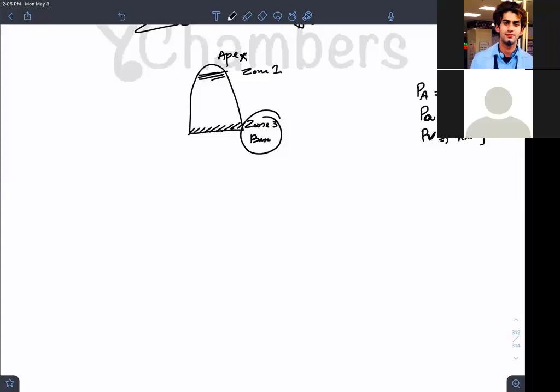There is a concept first you have to remember: who is having the highest pressure out of these in the apex? Alveolar pressure is highest in the apex. Remember first this concept. That means blood flow is lowest, isn't it? More expansion is happening, isn't it?